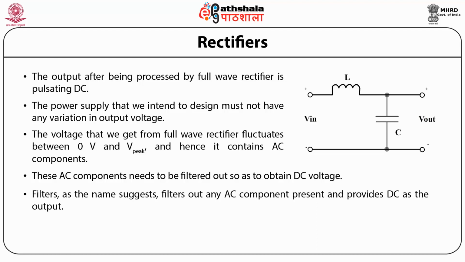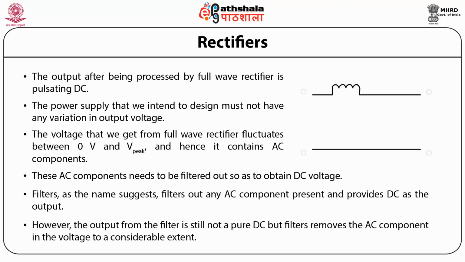Filters, as the name suggests, filter out any AC component present and provide DC as the output. However, the output from the filter is still not a pure DC, but filters remove the AC component in the voltage to a considerable extent. This increases the average DC value of the output voltage.